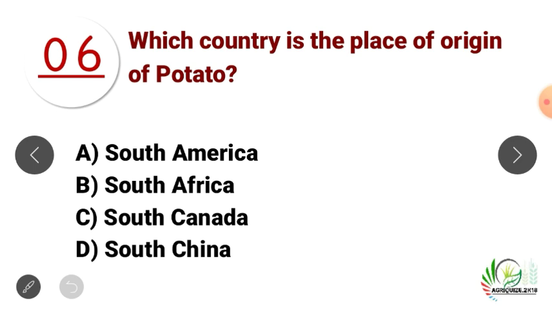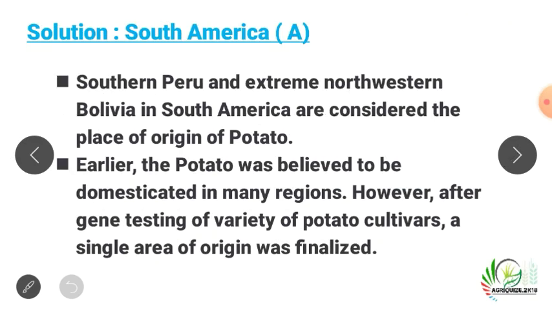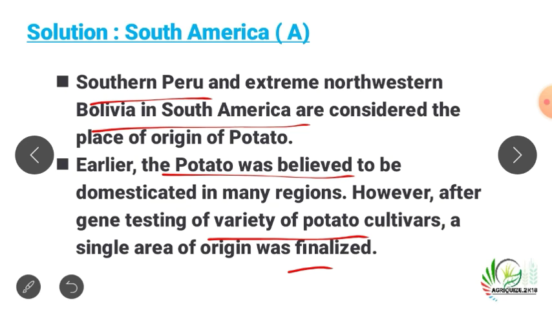Question 6. Which country is the place of origin of potato? Option A, South America is the right answer. Earlier the potato was believed to be domesticated in many regions, but after gene testing of a variety of potato cultivars, a single area of origin was finalized. It was southern Peru and extreme northwestern Bolivia in South America.